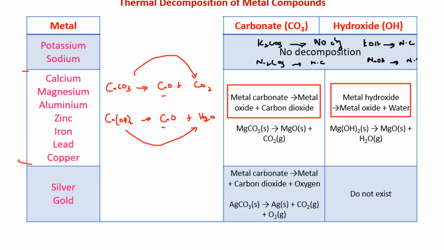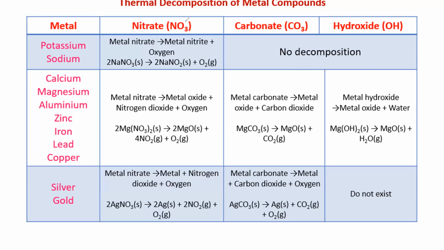And for silver carbonate, when we supply heat energy, it will give metal plus carbon dioxide plus oxygen. Whereas their hydroxides do not exist because they do not form stable compounds. So this compound does not exist. So this is a table which you have to learn regarding the thermal decomposition of nitrates, carbonates, and hydroxides.